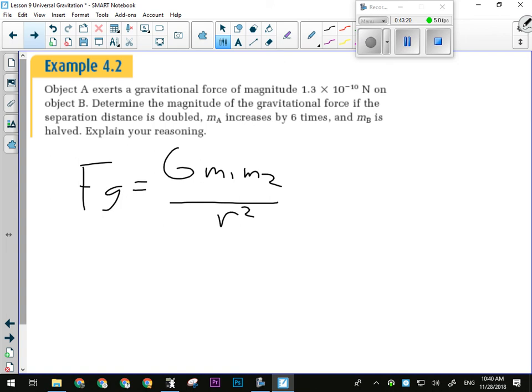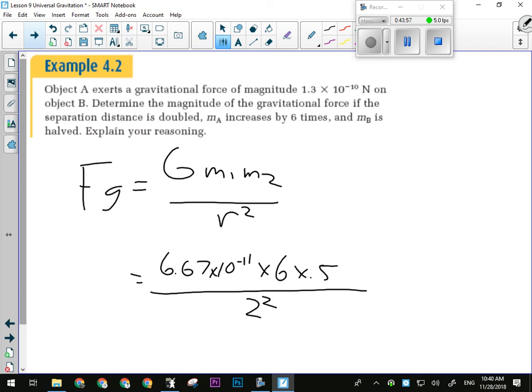I'm just going to figure out how many times bigger or smaller this is by, instead of inserting numbers, inserting these factors instead. Then I'll get a number here that's not a force of gravity, but is a factor for how many times bigger or smaller it is now. So I'm just going to go 6.67 times 10 to the minus 11. That's the only number I'm actually going to use. They said they're going to make mass A 6 times bigger, so times 6. Then they're going to make mass B half as big, so times 0.5. And then they're going to double R, so I'm just going to put a 2 there and square it.